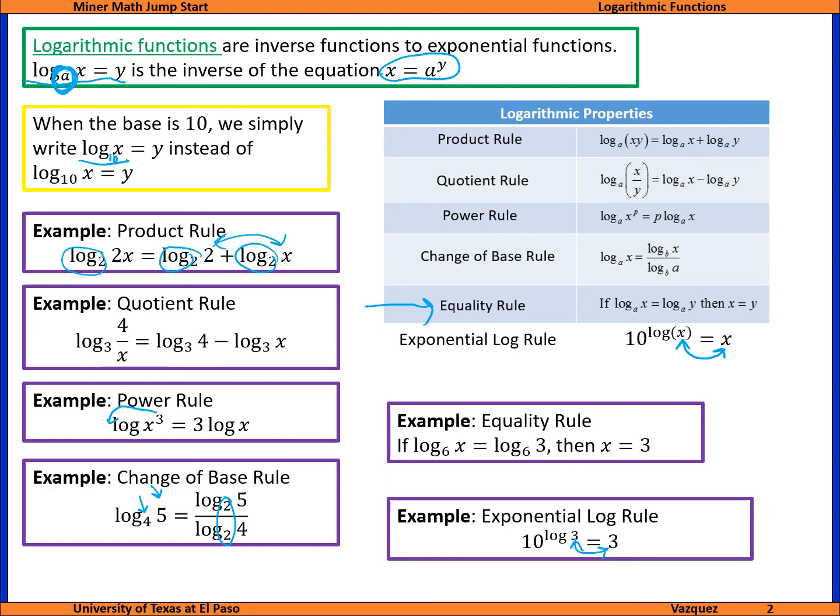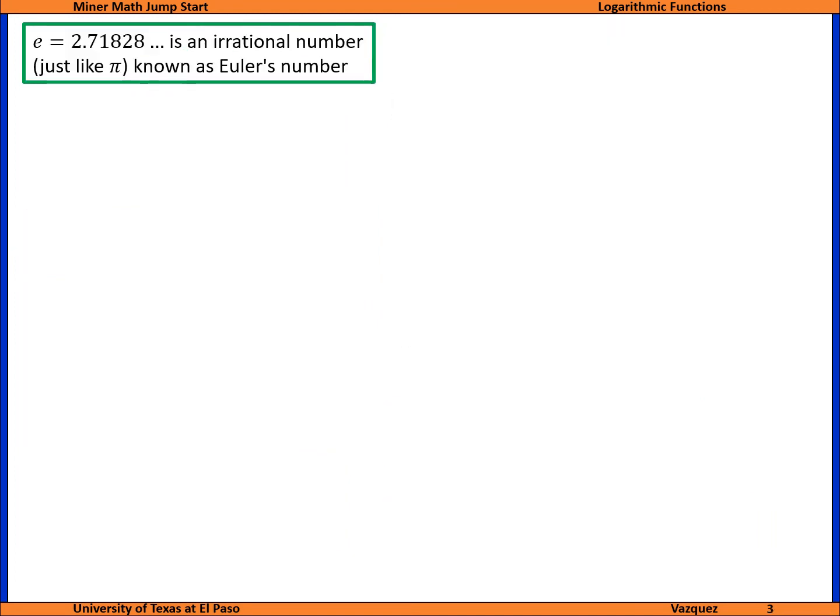So again, this is just rules we're looking at, not much to do here. We'll work out maybe 1 or 2 problems in the next slide. First things first, looking at the number e. If you've ever seen e as a number, that is an irrational number, just like pi, right?